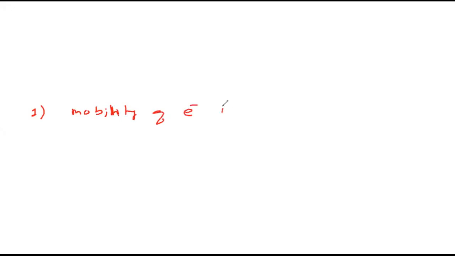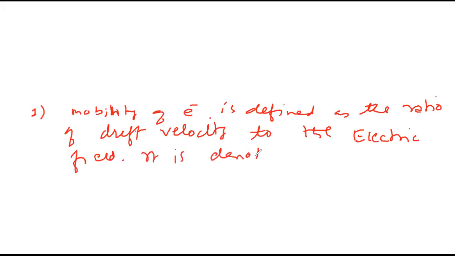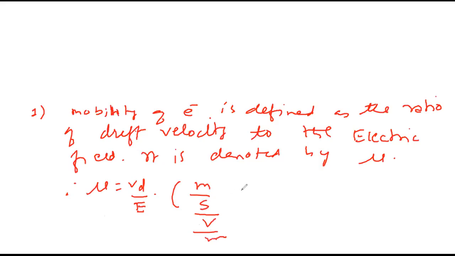Mobility of electron is defined as the ratio of drift velocity to the electric field. It is denoted by mu. Therefore, mu equals drift velocity Vd upon E. Please write this much. Sometimes they can ask only definition. Drift velocity upon E, so this is meter per second, volt per meter. So unit will become meter square upon volt second.